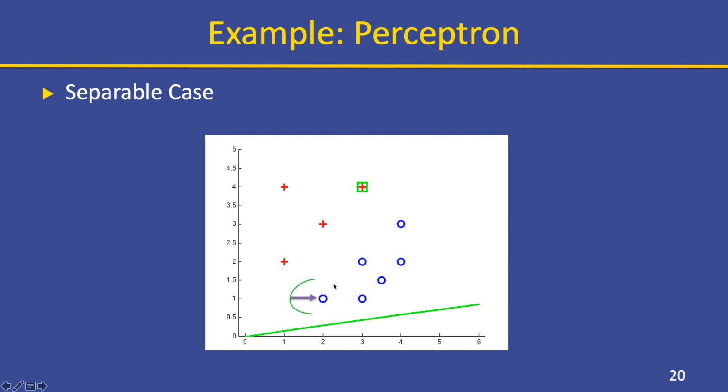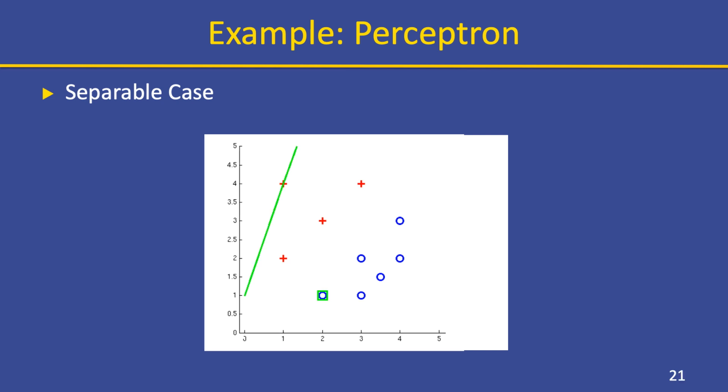Let's then say I look at this negative example here. With the current weight vector, this negative example is classified incorrectly. It's going to be classified as positive. So that's not right. I need to update my weight. So I push my boundary. Now I may overshoot and push my boundary all the way over here. That's fine. I move on to the next training example.